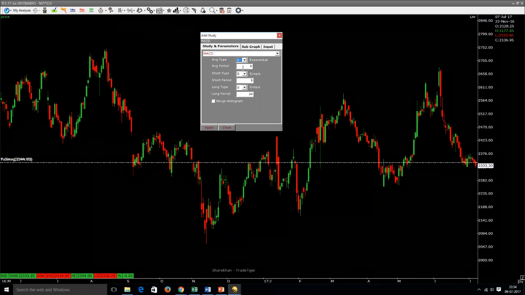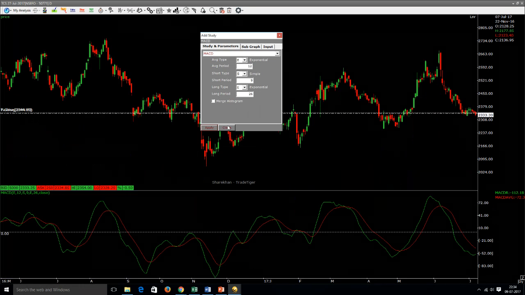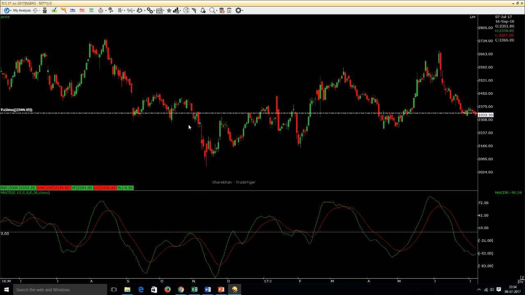So here we're going to change to exponential. Average period we're going to set at 12. We keep the signal line as it is, and for the long type we again change it to exponential, and long period we change to 26. Hit apply and close. So here on this TCS daily chart, we have this indicator MACD on the panel below. Here we're going to test it.